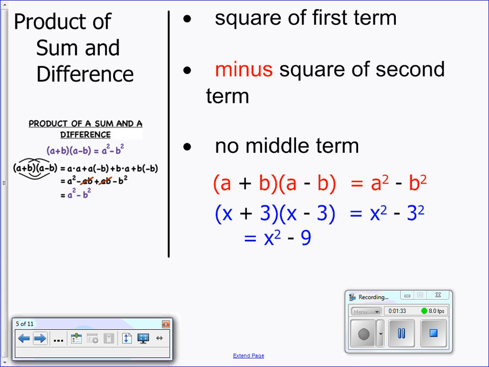When we have a product of a sum and difference, this is the easy one because our middle term drops out. So we square the first term, and it's always minus the square of the second term, and we don't have a middle term. So if we have (x + 3)(x - 3), we square the first term. That gets us x squared. The middle term drops out, and then we have the 3 squared.